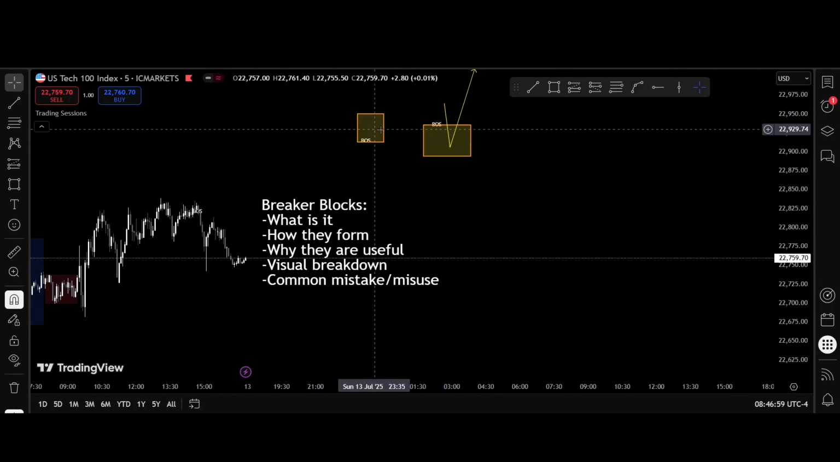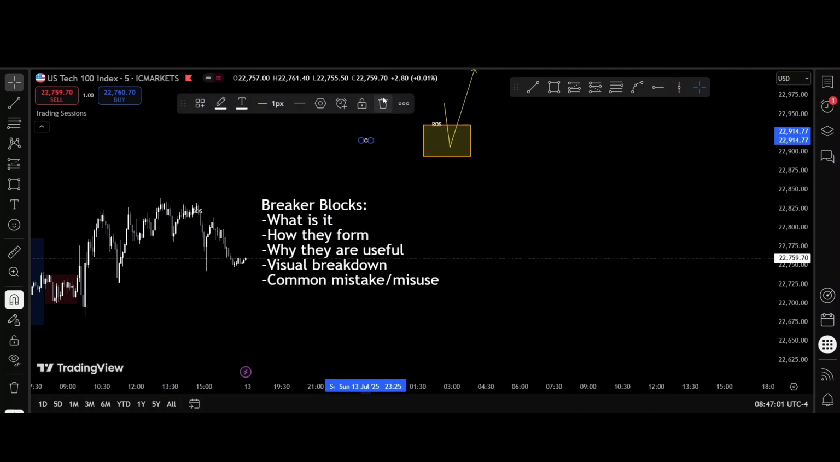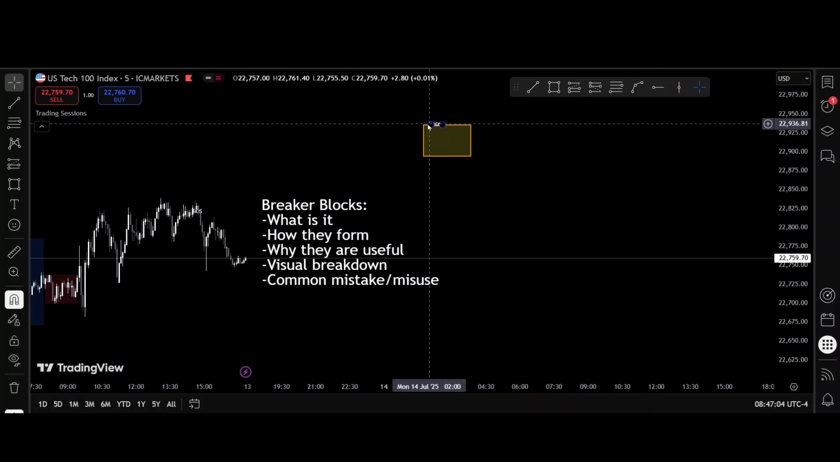So now we're going to get into the misuse and common mistakes of using a breaker block.